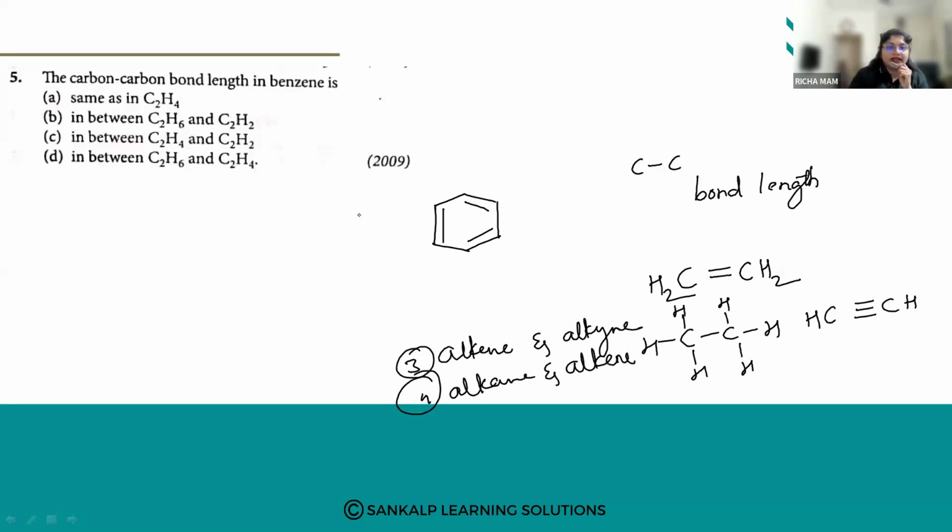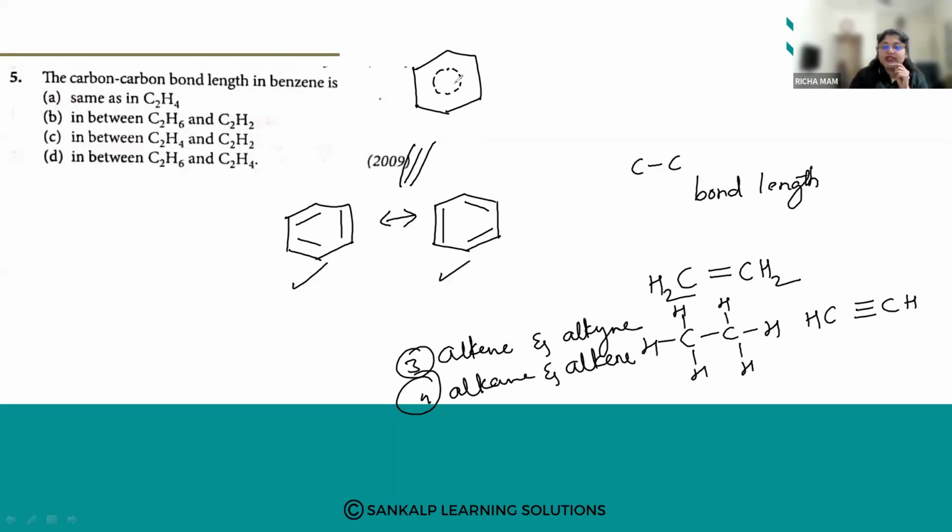So the carbon-carbon bond length in benzene, how is it? You can see that alternating single bond and double bond is present. So this structure can also be written like this. Why? There is a delocalization of electrons. So in benzene, due to delocalization of the pi electrons, you can write the bonds like this or like this. The electrons are delocalized within the benzene ring. So all the carbon-carbon bonds have double bond character.